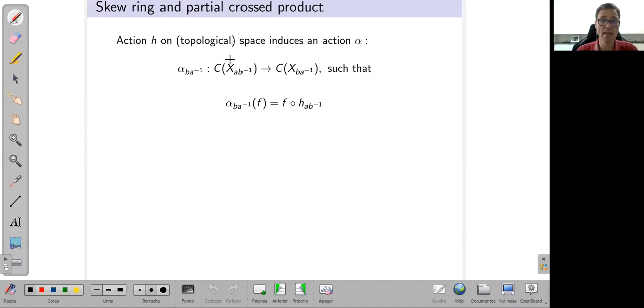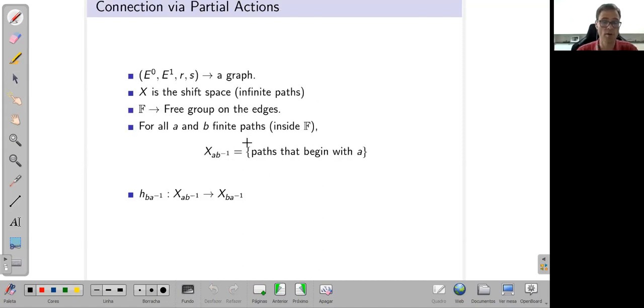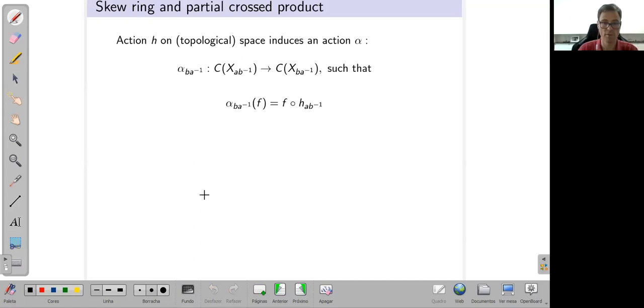Once you have an action, we can look at this as a topological space. If you have this X here with the discrete topology, the set of all paths, these are clopen sets. We have a topology. So once you have the topology, we can look at the induced action at the level of the continuous functions. If you want the C*-algebra, you look at the continuous functions. If you want the Leavitt path algebra, you look at locally constant functions.